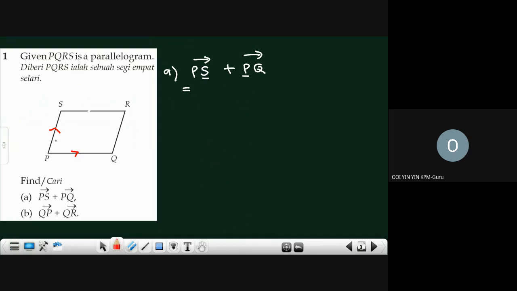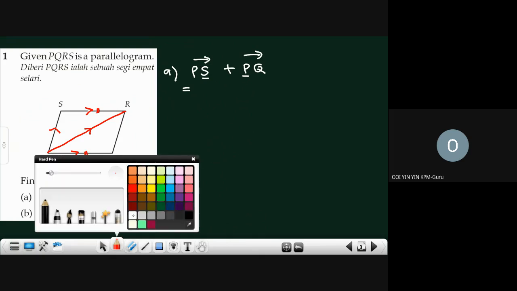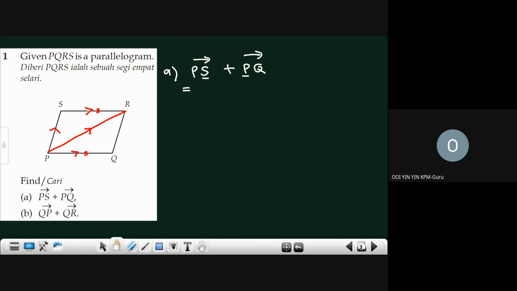Find the parallel which is the same as your PQ. Okay, it's parallel with your SR here, right? So instead of using PQ, we can use SR. So PS to SR will give you PR, because here is the same as here, right? So yeah, this is what we call the parallelogram law just now. We just find the same parallel, and we can use either one.